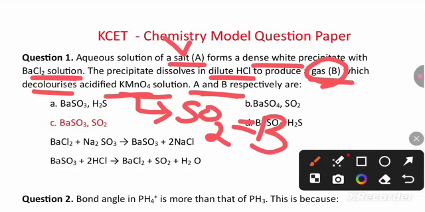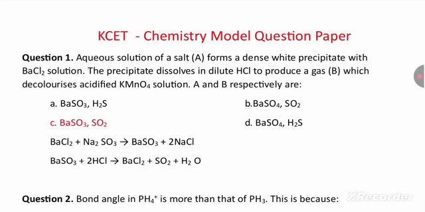We need to find out A, the salt which forms a white precipitate with barium chloride. So salt A is sodium sulfite, which on reacting with barium chloride produces a white precipitate of barium sulfite. This barium sulfite dissolves in dilute HCl to produce sulfur dioxide gas. So the answer is: A is sodium sulfite and B is sulfur dioxide gas. Let us go to the next question.